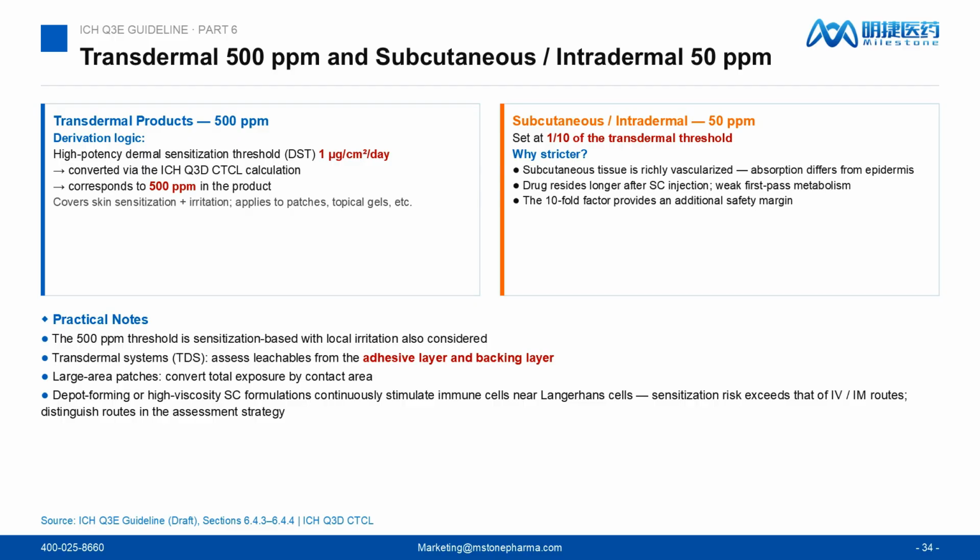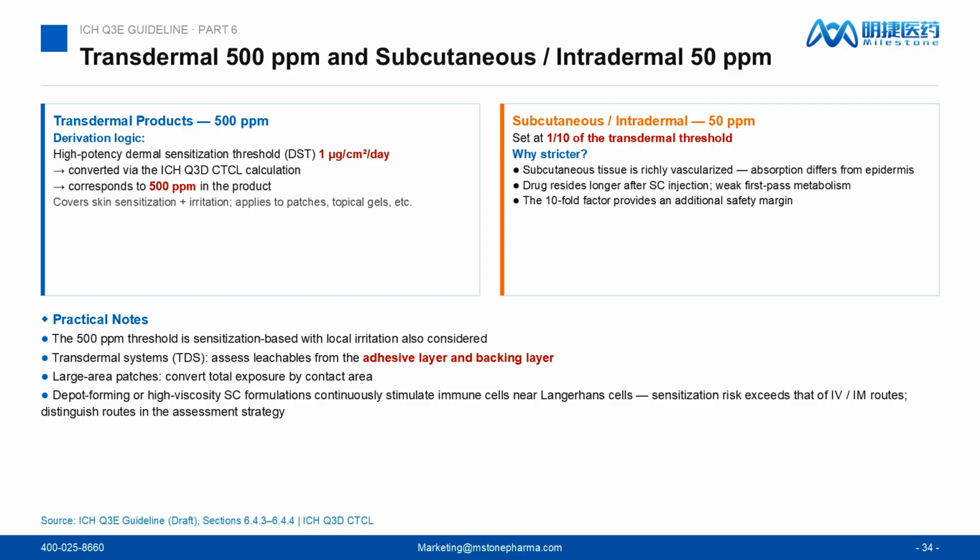2 related routes here, transdermal and subcutaneous, and a beautiful example of how Q3E derives numbers from first principles. Transdermal first, 500 ppm. Where does that number come from? Not from thin air. The starting point is the dermal sensitization threshold, the DST, of 1 microgram per square centimeter per day for high-potency sensitizers.